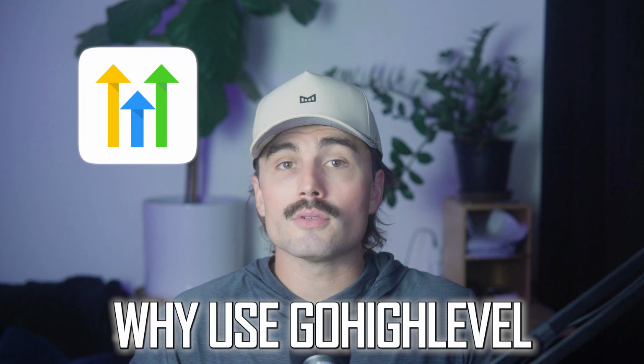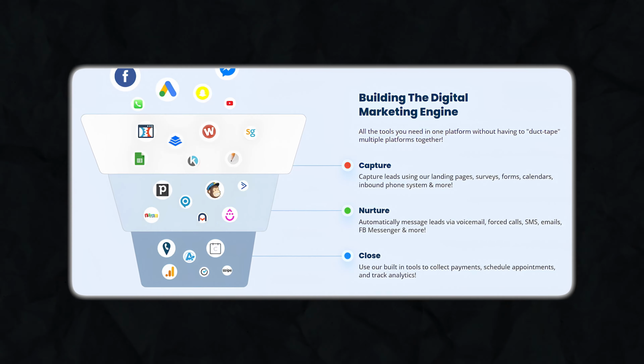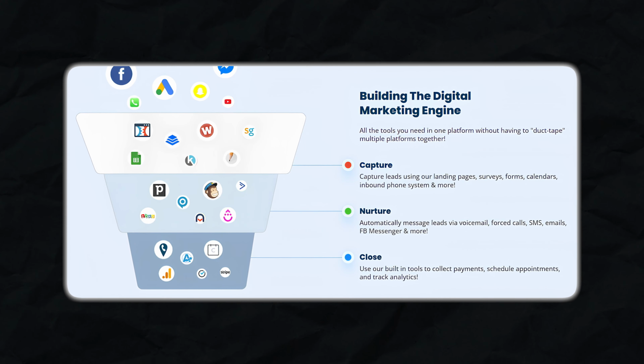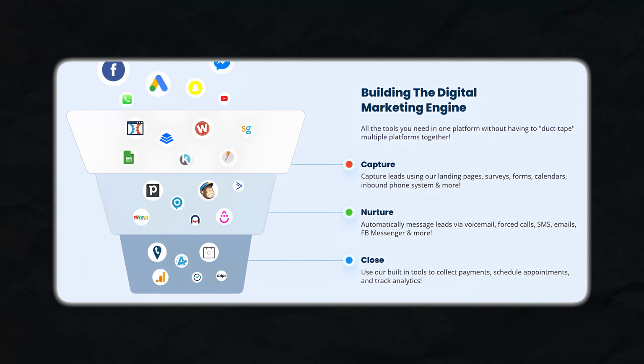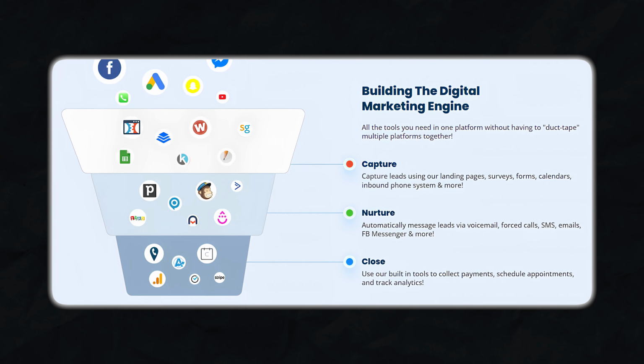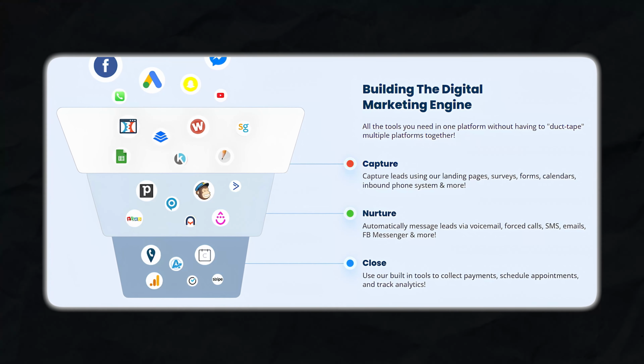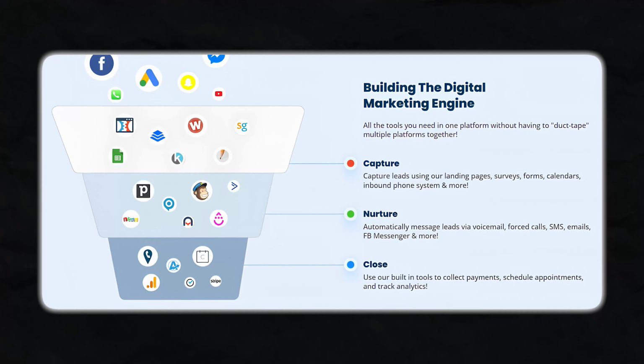Why use GoHighLevel? GoHighLevel brings together landing pages, forms, calendars, and automation tools in one place. Instead of integrating separate apps like Calendly, Zapier, and an email service, you can build and connect everything natively. This means fewer moving parts and a smoother client experience. Plus, you can set up multiple funnels for different services or clients without additional cost.